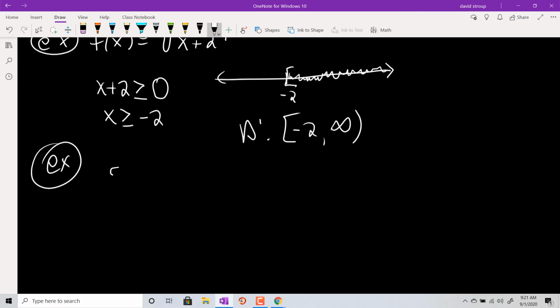And this is another of these composition type problems where we have two for the price of one.